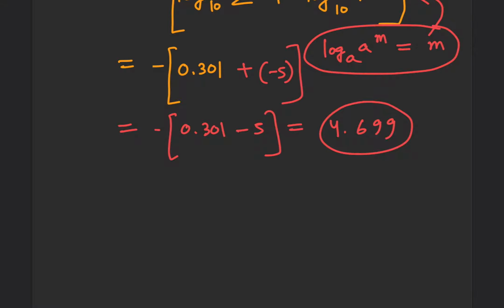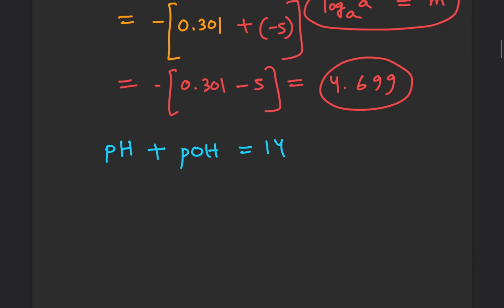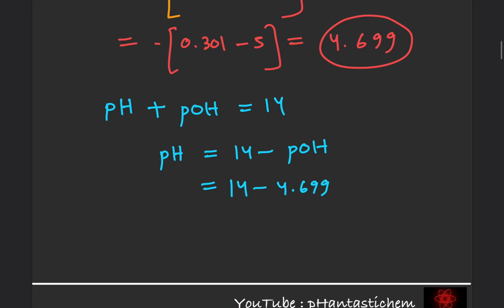In the question, they have asked pH. Okay, we know that the relation between pH and pOH is pH plus pOH is equal to 14, right? And pH therefore will be equal to 14 minus pOH. So therefore pH will be equal to 14 minus 4.699. So therefore pH is going to be 9.30. So therefore, the pH of the solution is 9.301. Okay. Thank you.